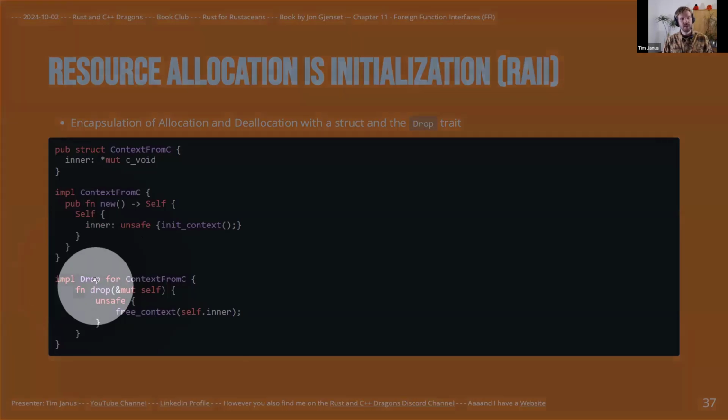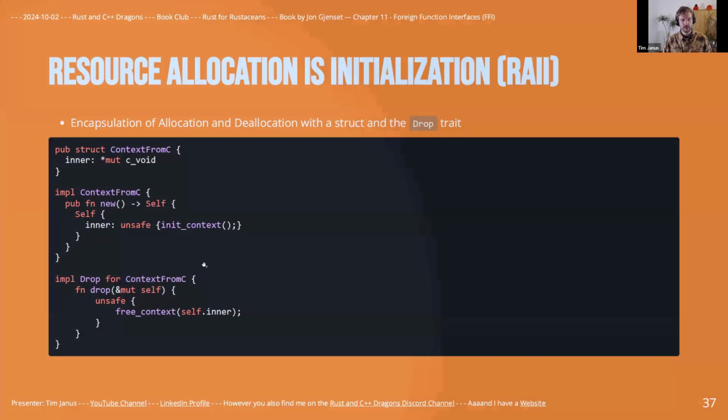And we implemented the Drop trait, and here we free our context. And that is called automatically when the Rust object goes out of scope, this context from C.